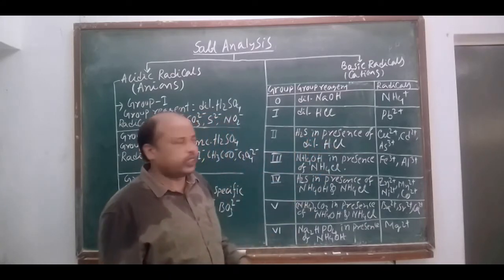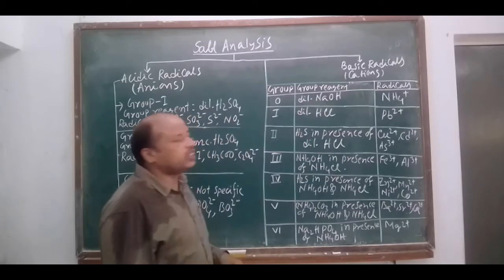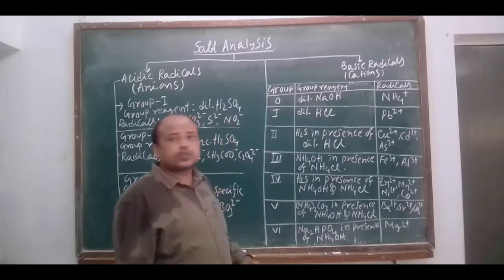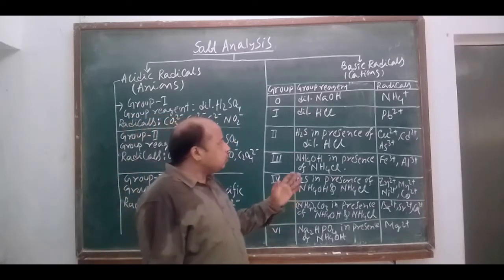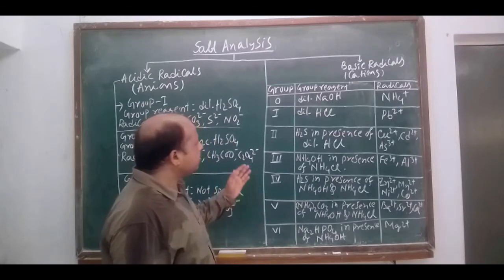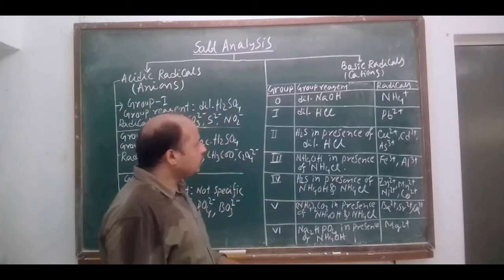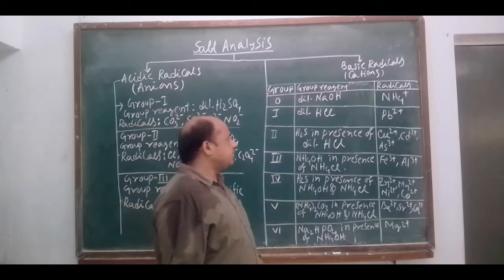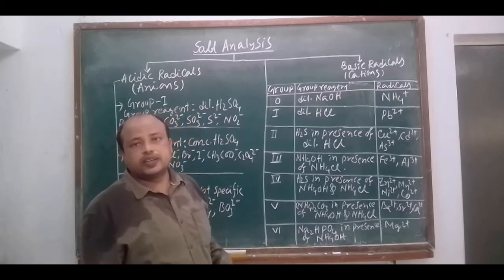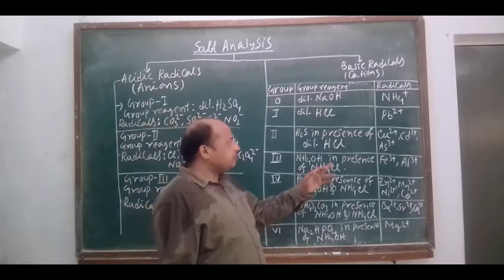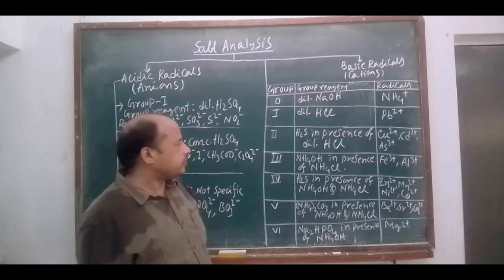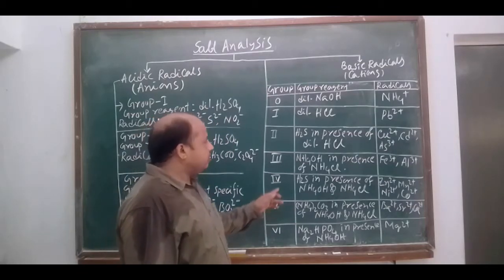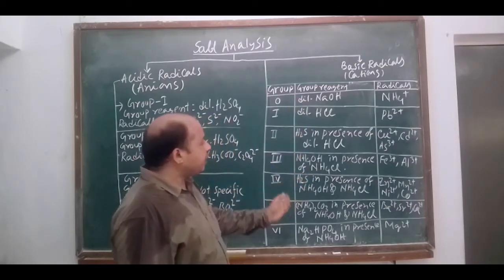And if it doesn't react with NaOH or HCl, successively we go to the next group reagent, H2S in presence of dilute HCl. If it reacts, then the radicals that may be present are Cu2+, Cd2+ or Sb3+, and it is categorized as group 2. If it doesn't react with the above group reagent, then we treat it with NH4OH in presence of NH4Cl. If reaction occurs, the radicals that may be present are Fe3+ or Al3+, and it is categorized as group 3.